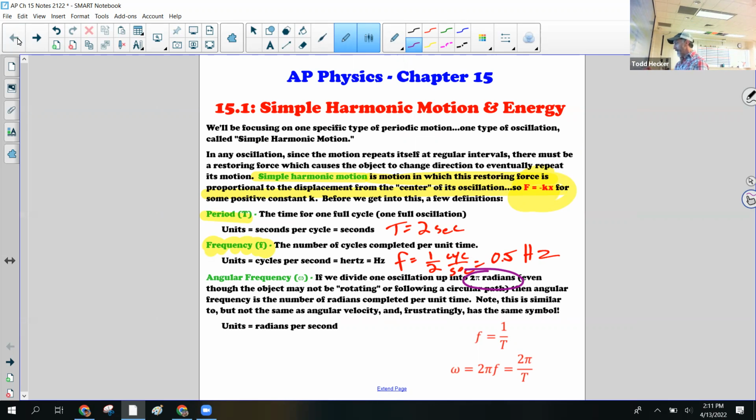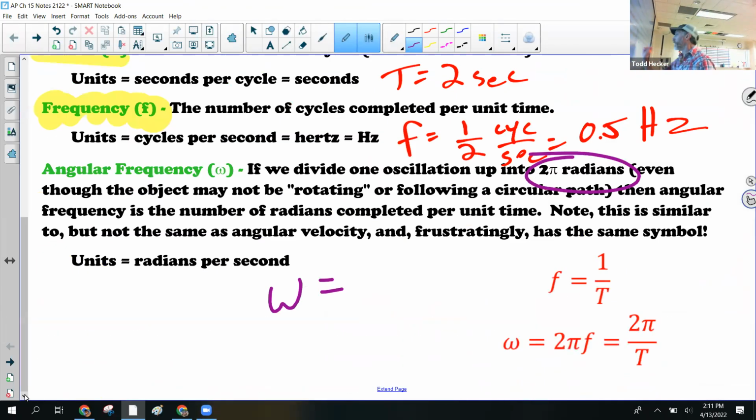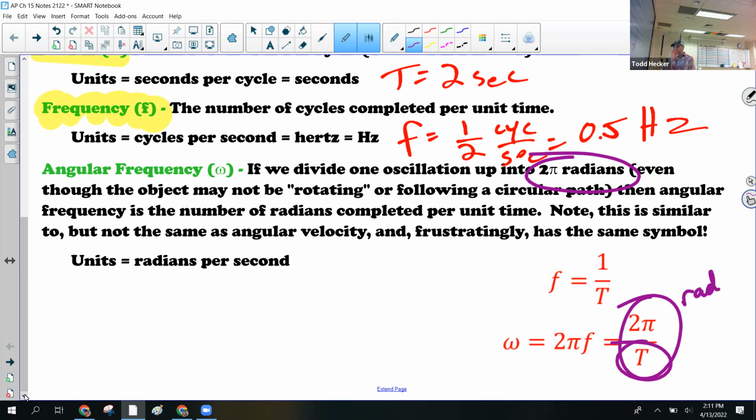So here's the equation for angular frequency. This is the one that's the most intuitive to me. We're taking 2 pi radians and splitting it up into, in this case, 8 seconds worth of time. Okay. So we're taking 2 pi and splitting it up into the period of 8 seconds. And that'll tell me the number of radians that the object completes per second.